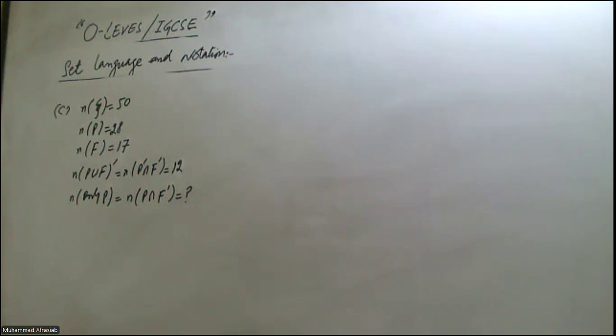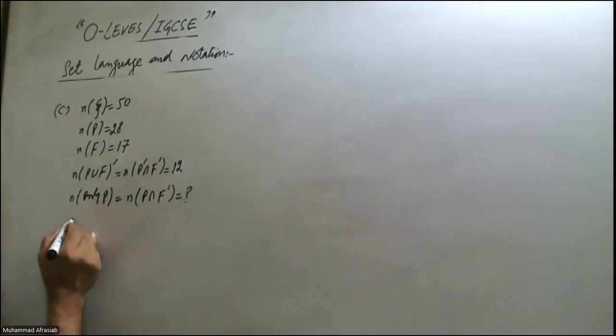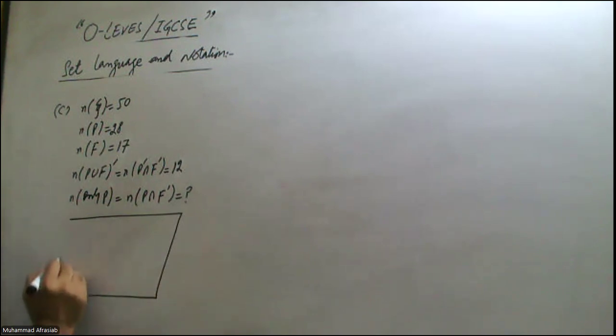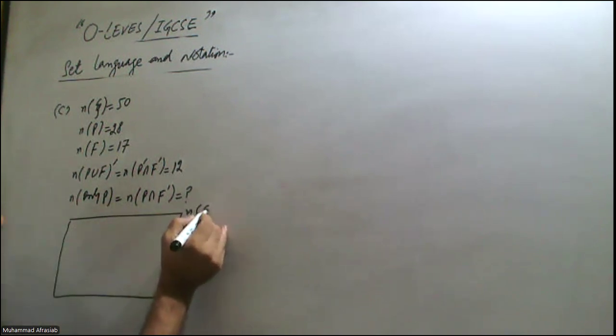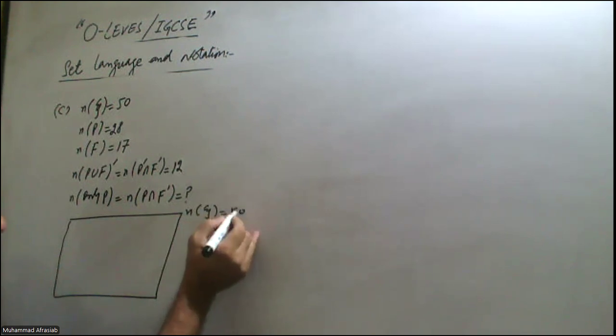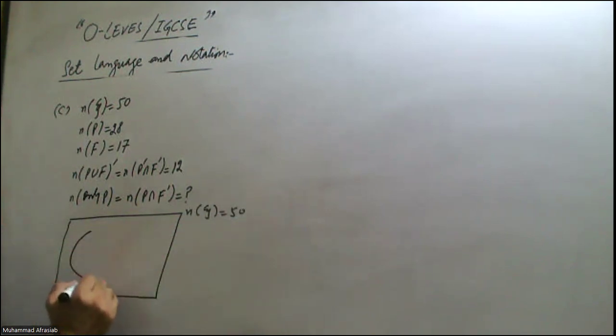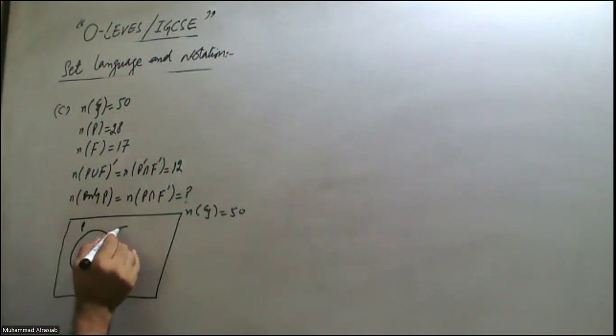Now they are asking to find the number of the piano students only. So that means P intersection F complement. We are going to find it out. First of all, we will make the Venn diagram and then calculate what is required for only piano. In this case, there are total 50 students, so n of universal set is equal to 50. This is representing P and this is representing F.